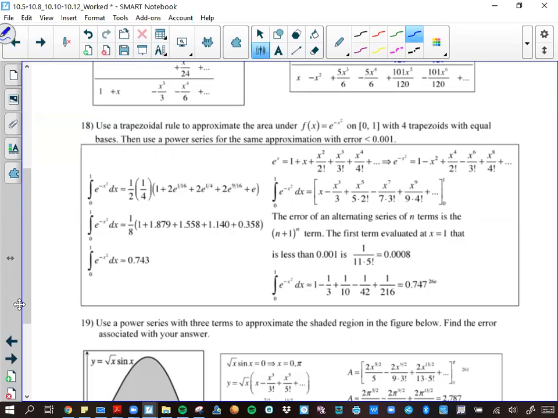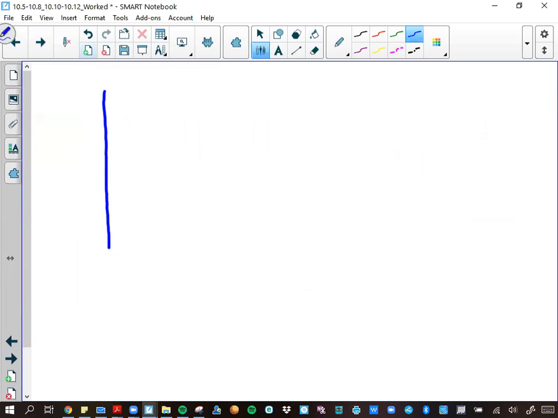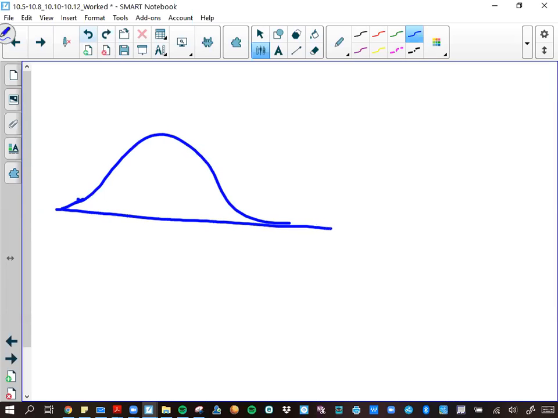Could you draw it? Because I'm having a hard time picturing what they mean by 4 trapezoids. Okay, so you're gonna do a bell-shaped curve, and they want the area from 0 to 1. Here's 0, here's 1, and then they want 4 trapezoids, and so on. You're gonna have 4 of them.